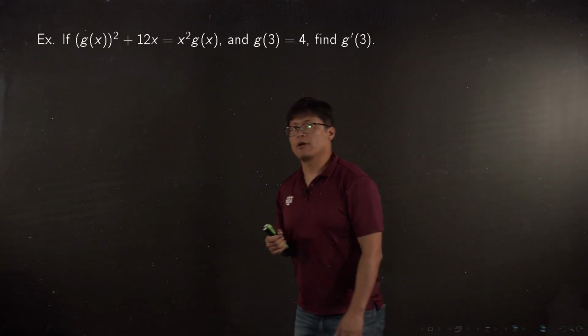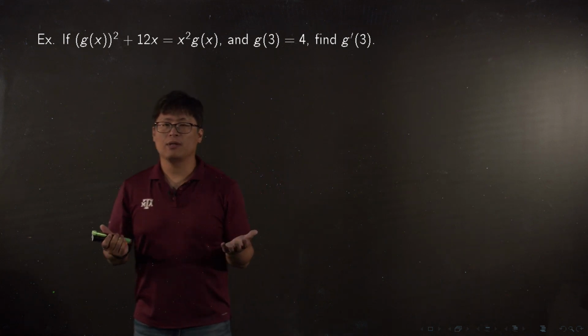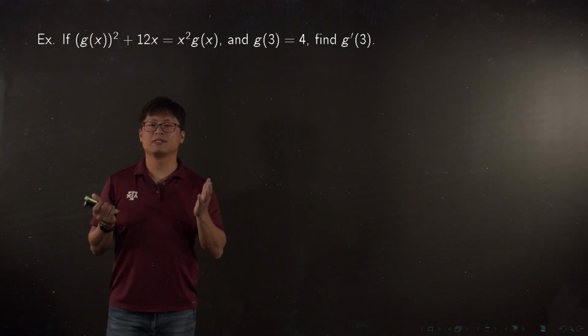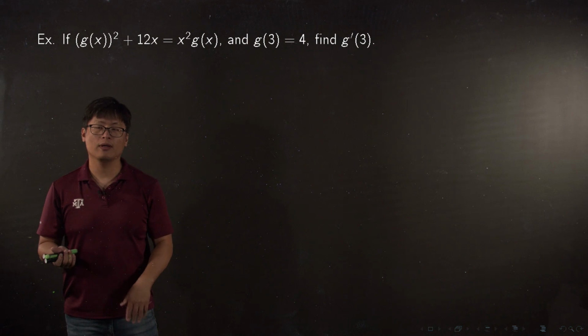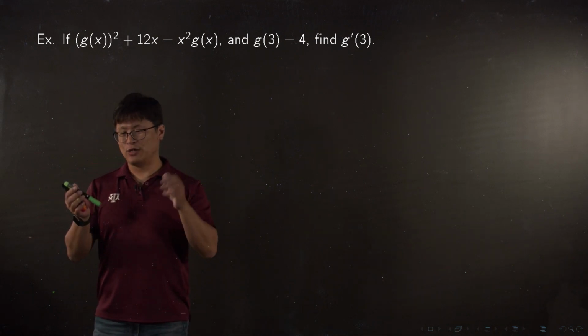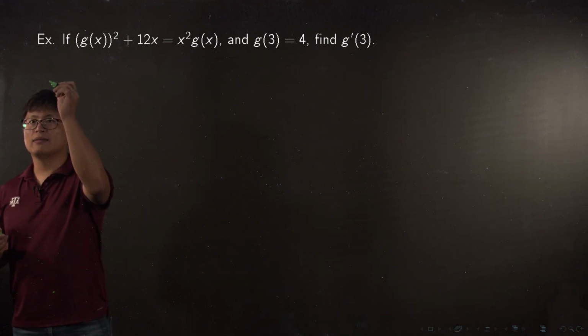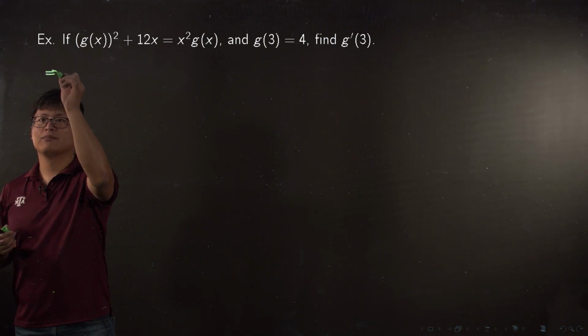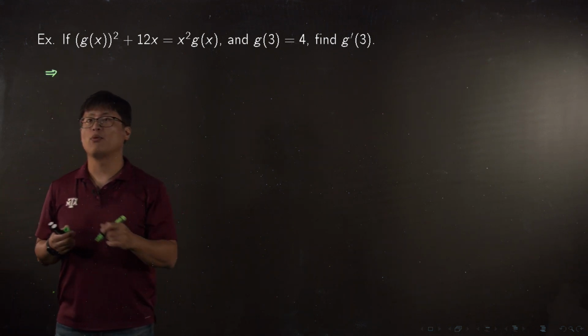What about this problem? It's implicit differentiation. But again, implicit differentiation is the same as the chain rule, so we can take it as a chain. Here we go. Let me take the derivative of the given function, because the question is to find g prime of 3, right?